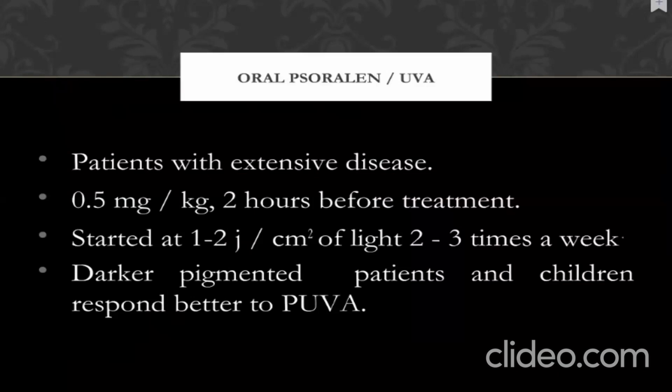Then second treatment is oral psoralen plus UVA. It is useful in patients with extensive lesions. 0.5 mg per kg 2 hours before treatment, oral psoralen is given. Started at 1 to 2 J per centimeter square of light 2 to 3 times a week. Darker pigmented patients and children respond better to PUVA.